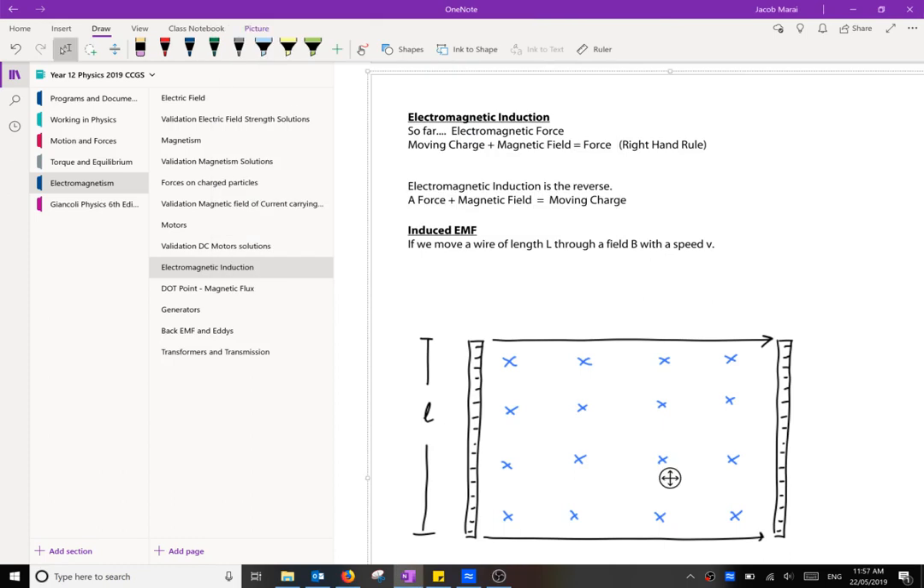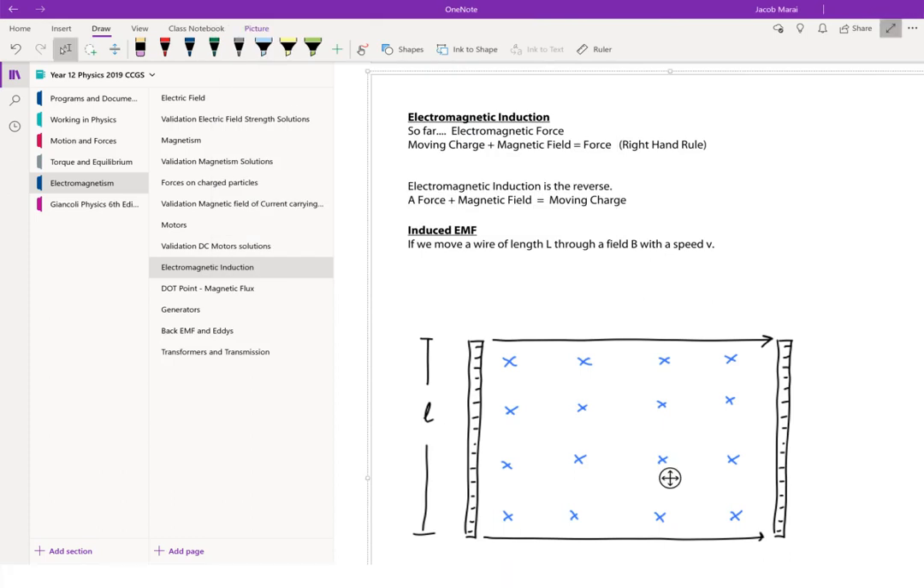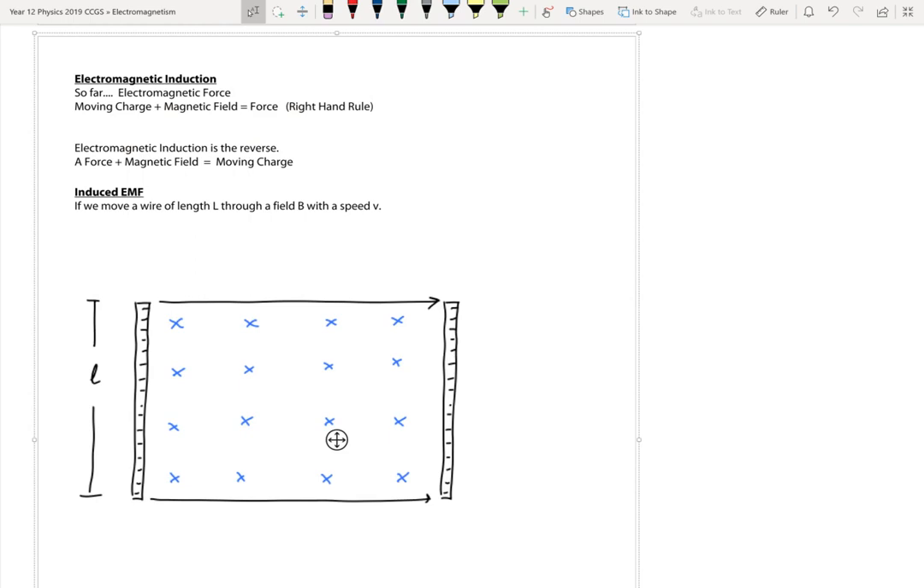About magnetic flux that will appear in the exam. There will not be any questions on induced EMF.